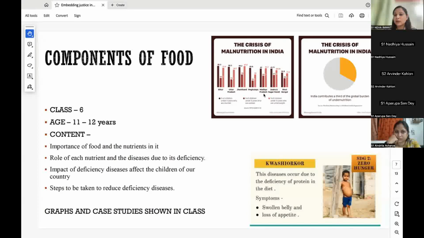Graphs and statistical data like pie charts etc. was shown, so that they become conscious of what's happening in the surrounding. They become considerate about the people who are needy, who don't get food on their plate. And that's how they came up with the idea that we can contribute our food to the needy people. Also we can raise ration collection etc.